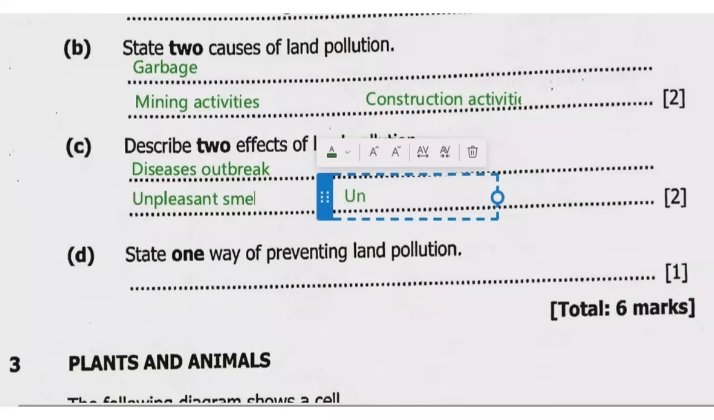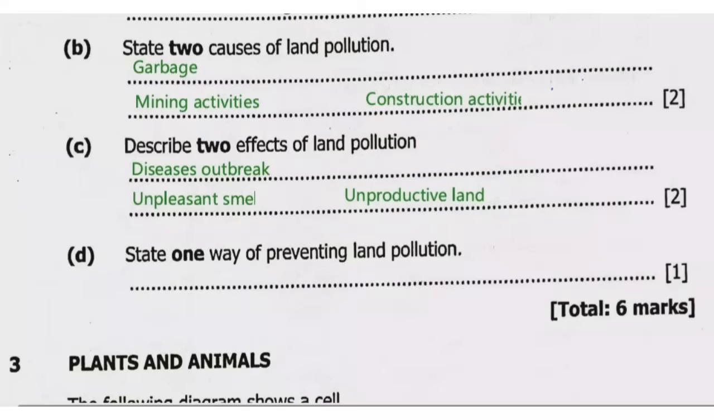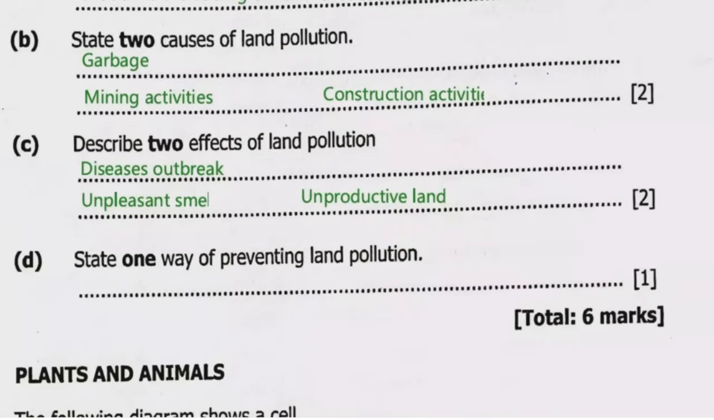So we have unproductive land. I'm sure those who are from rural areas can agree with me. If there is a land where they have used a lot of fertilizer, it won't give you the desired yield that you want. So the land has become unproductive.